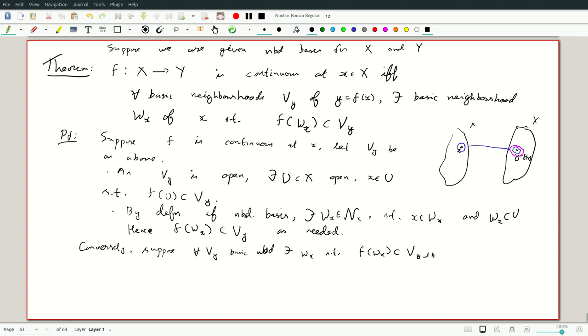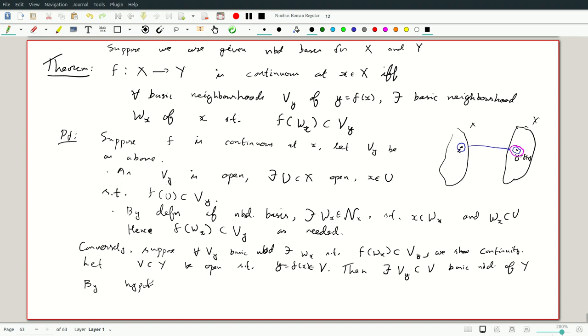So what we have to show is continuity at this same point. Namely, let V contained in Y be open such that y, which is f of x, is in V. Then by definition of neighborhood basis, there exists Vy contained in V, a basic neighborhood of y. So this is where we had to use the hypothesis. By hypothesis, for this specific Vy, there exists Wx, but the fact that it's a basic neighborhood will not be used; all we need is that Wx is open, x belongs to Wx, such that f of Wx is contained in Vy, which in turn is contained in V, as needed.